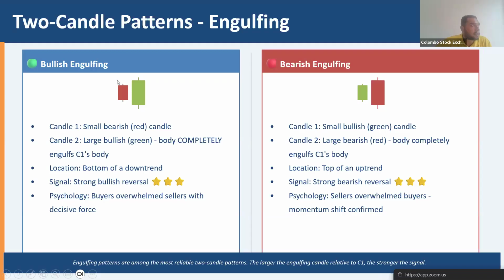So bullish engulfing is when the second candle is green and bigger than the first candle, and the price action of the first candle is completely reversed. Here the bearish engulfing means the second candle is red, and the price action of the first candle is completely reversed by the second candle. So that also marks a potential reversal, right?